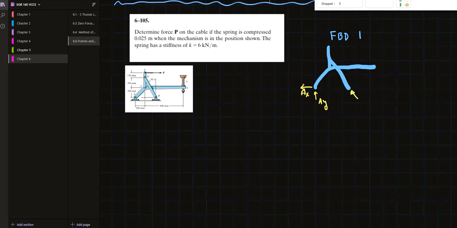So I'm going to have a force, we're going to call this force BD, at this link, or at this pin. And then I have force P here, and I have force F here.